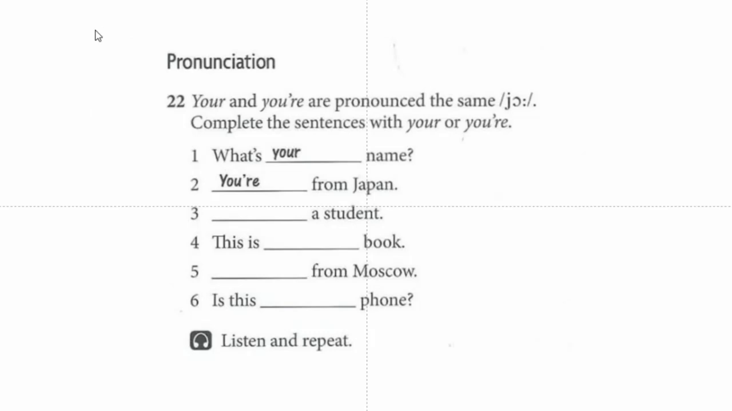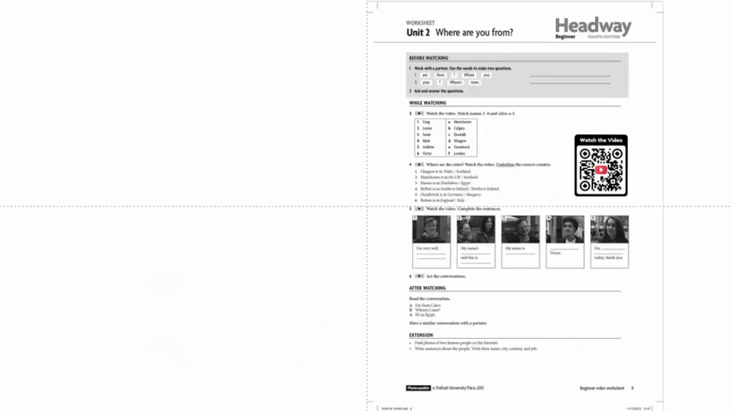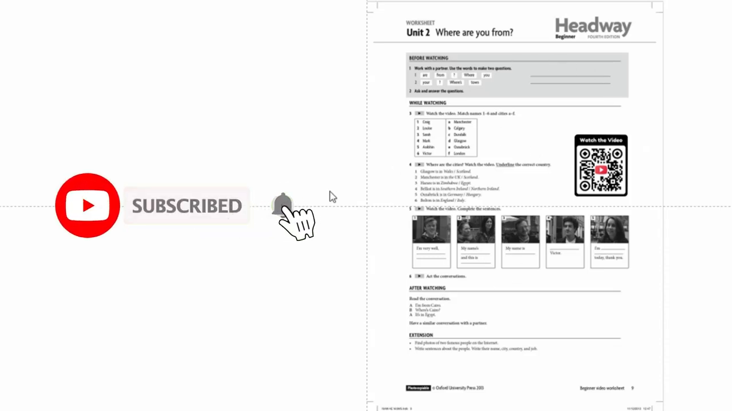Ok, seguimos. Pronunciation. Muy fácil la pronunciation. Parece el your and you're, se pronuncia igual. What's your name? You're from Japan. You're a student. This is your book. You're from Moscow. This is your phone. Bueno, si tienen ustedes acceso para el audio, les sugiero que se conecten y también escuchen, ¿ya? Muy bien esto.